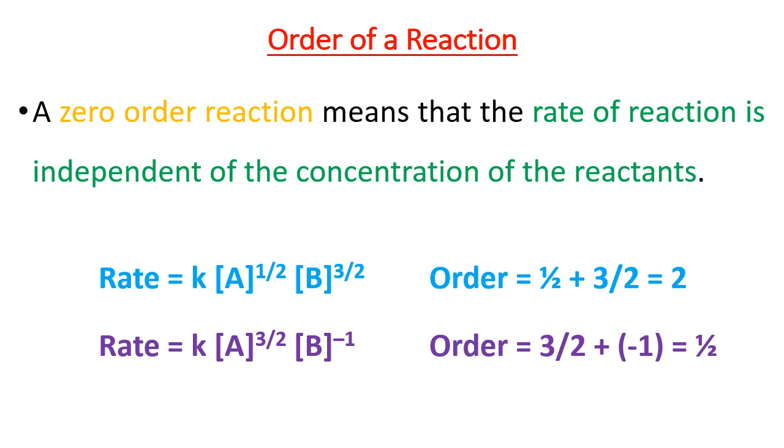Let us consider second example. Rate is equal to k into A to the power 3 by 2 into B to the power minus 1. Order of this rate law is given as the sum of the powers, that is 3 by 2 plus of minus 1, which is equal to 1 by 2.